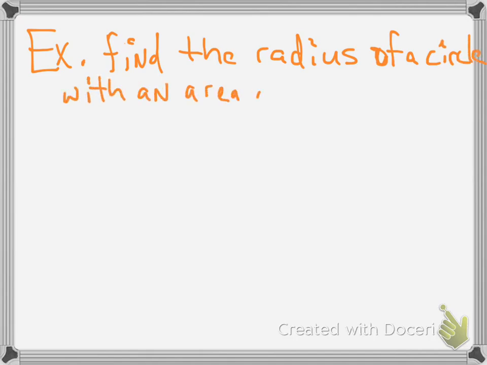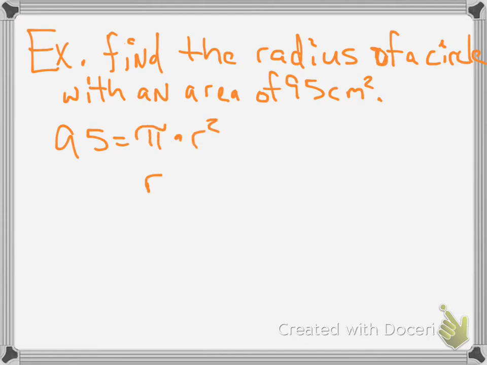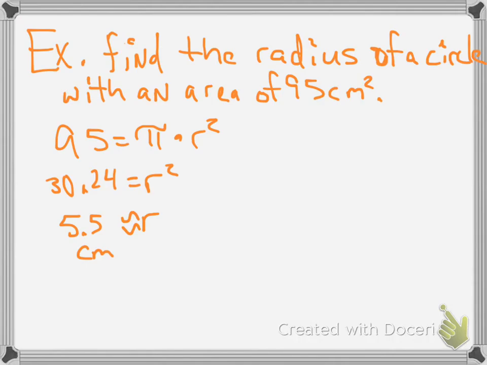So here, notice that the area is 95, so I would say 95 is equal to pi r squared. So then I divide 95 by pi. So I would divide to get 30.24 and then take the square root. So all I did there was divide by pi and then take the square root. Those were my two steps, and that was that.